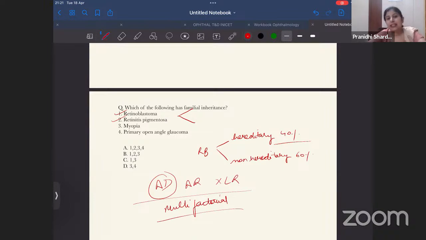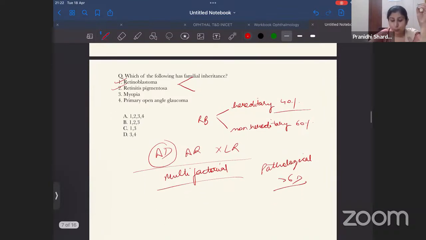Even so, it has been seen that whenever there is a patient of pathological myopia, that is more than 6 diopters, there are increased chances of myopia in the family tree. So myopia being a multifactorial disease, familial inheritance is seen especially in pathological myopia.